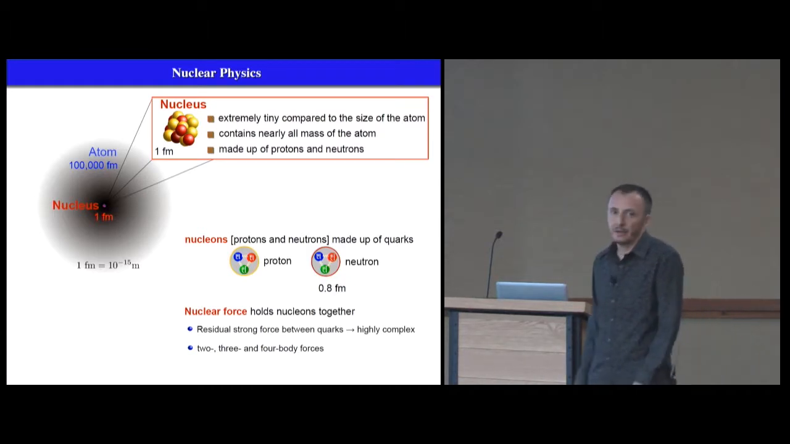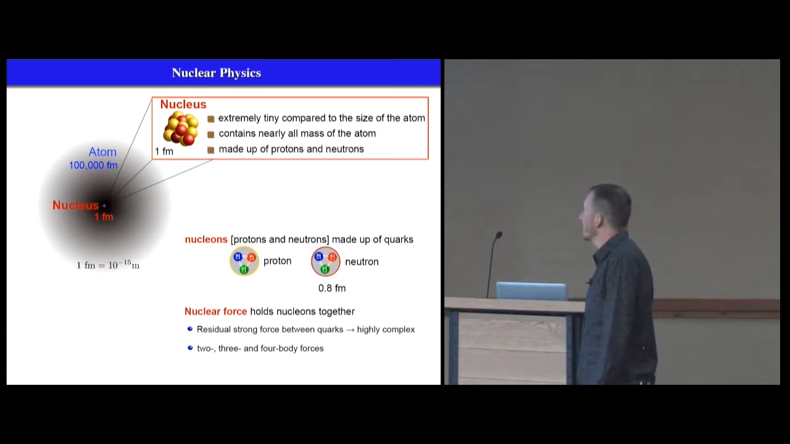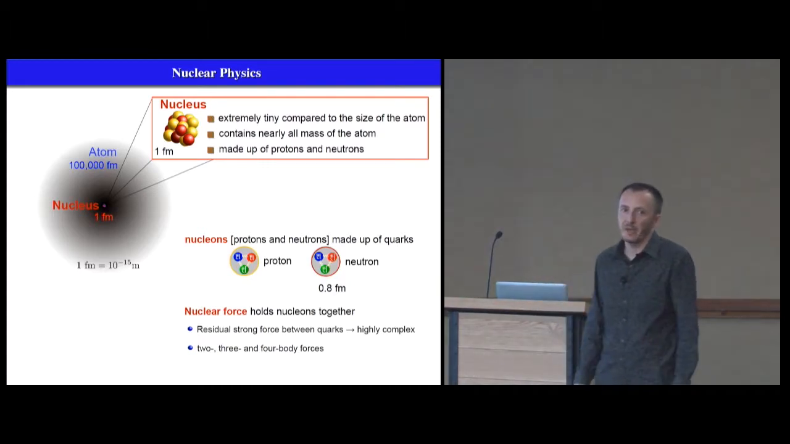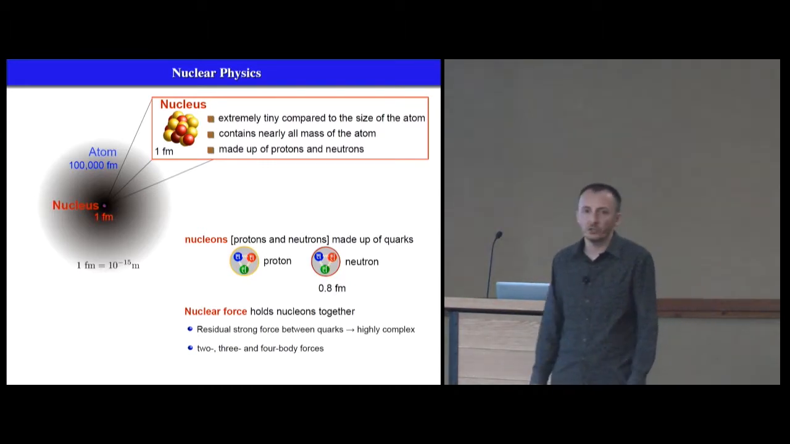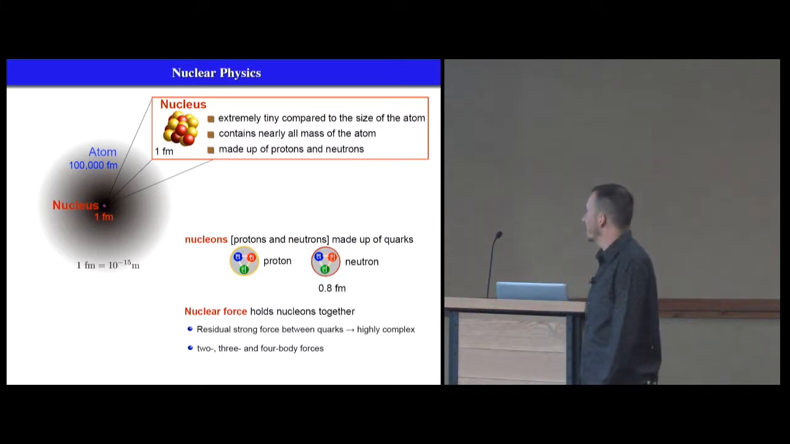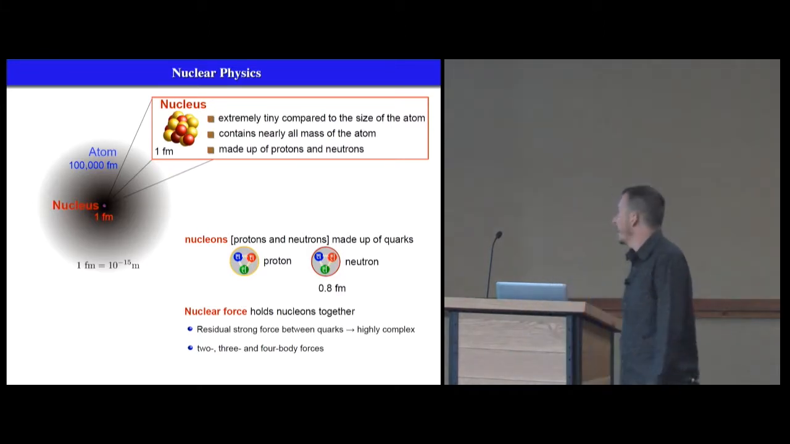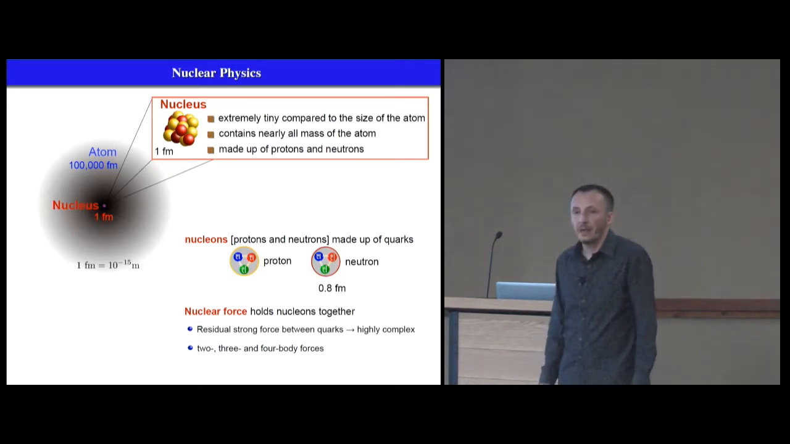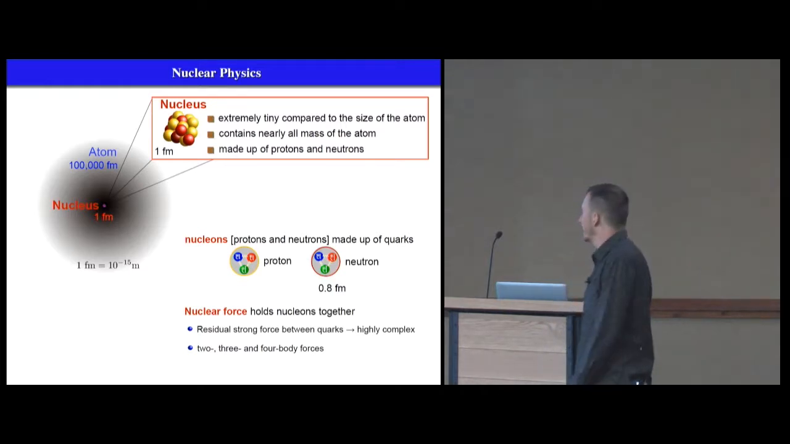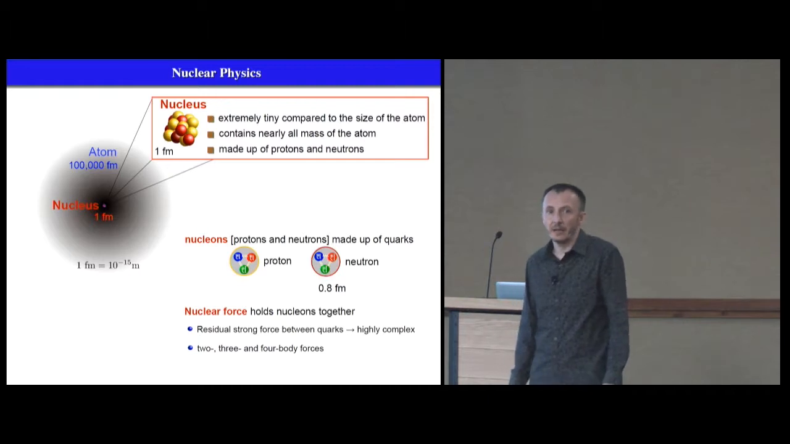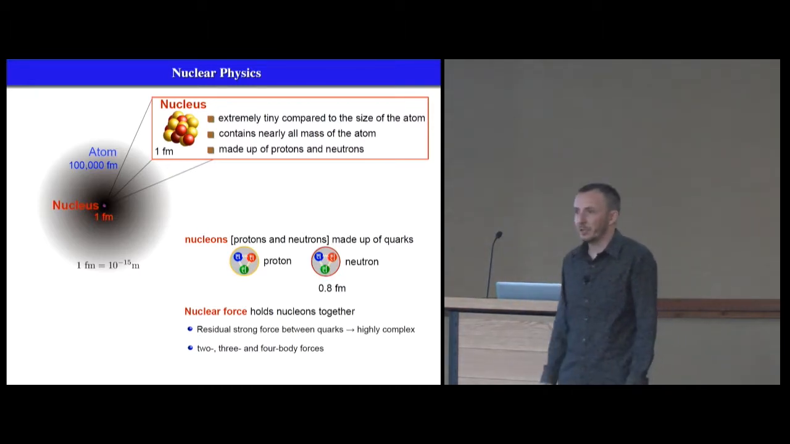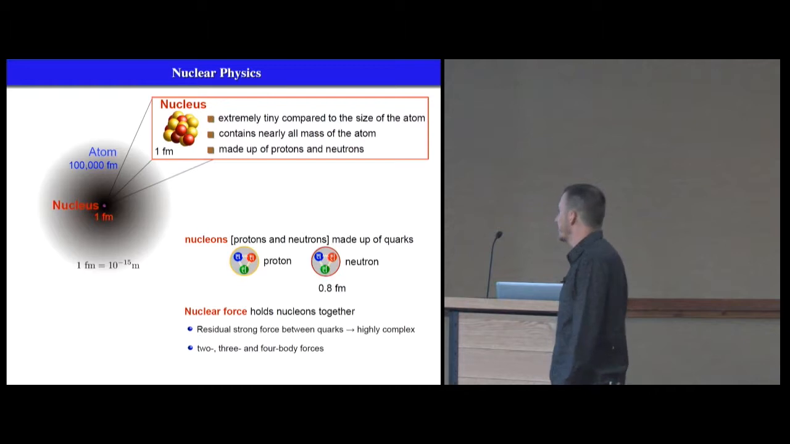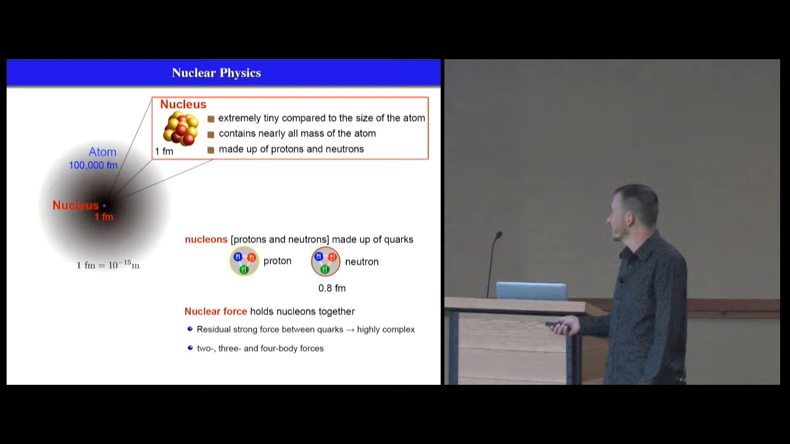So atomic nuclei, as you all know, are made up of protons and neutrons, which themselves are composite particles made up of light quarks, that interact with the strong force, which is one of the four fundamental forces of nature. The nuclear force is a residual force, and hence it is quite complicated. In fact, its exact form is still unknown to some extent. However, what is known is that, for instance, the nuclear interaction has 2-, 3-, and 4-body parts.